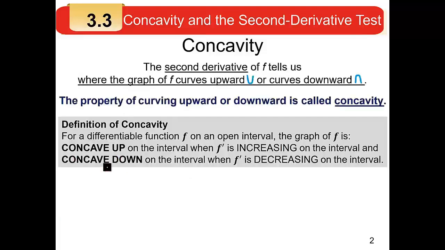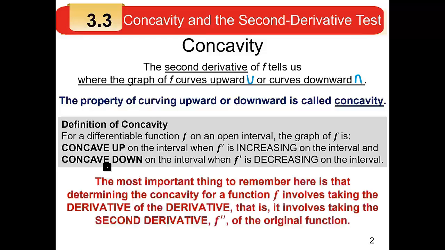To give you a formal definition of concavity, if you have a differentiable function f on some open interval, the graph of f is concave up on the interval when the derivative is increasing on this interval, and is concave down on the interval when the derivative is decreasing on the interval. Not whether the function is increasing or decreasing, but whether the function's derivative is increasing or decreasing. The most important thing to remember here, and I'll say again, is that when we talk about concavity, we're talking about taking the derivative of the derivative, which is the second derivative of the original function.